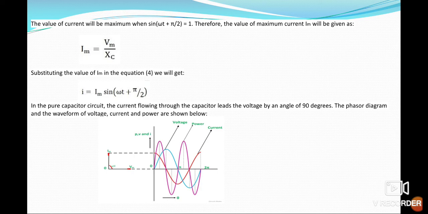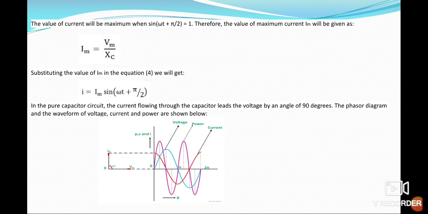So when we represent it in the form of x-axis and y-axis, we will draw the voltage along the x-axis and we will draw current in the direction of positive y-axis with an angle of 90 degrees leading. So for a pure C, that is capacitive circuit, current will lead the voltage by an angle of 90 degrees.